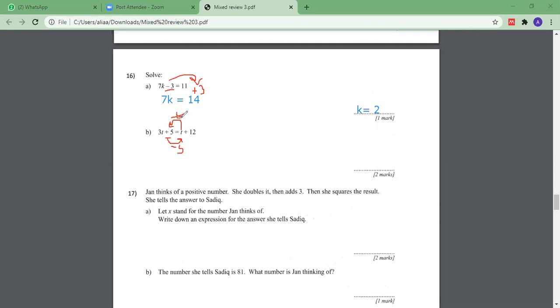Here, minus t. Okay, let's see. It will be 3t minus t equal. I crossed the t and I put instead of it negative 5 plus 12. And then 3t minus t is 2t equals negative 5 plus 12 will be 7.